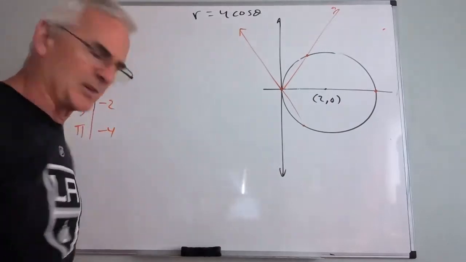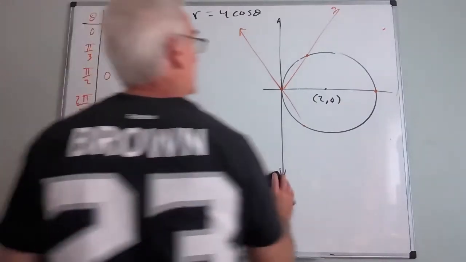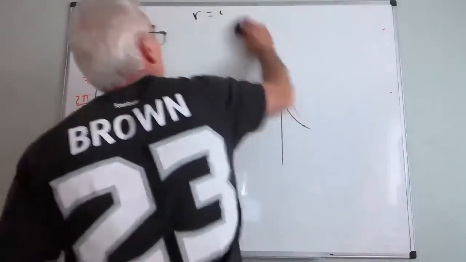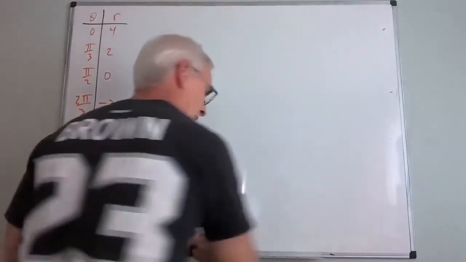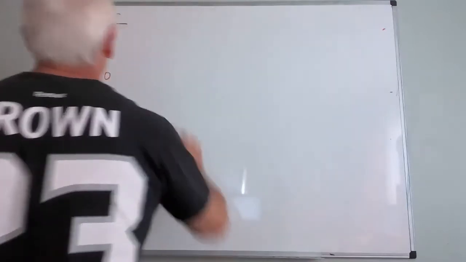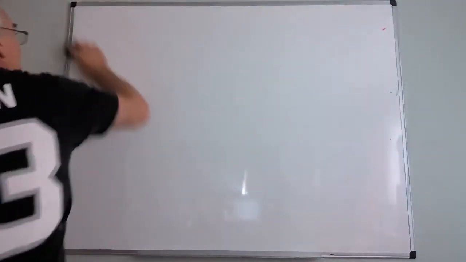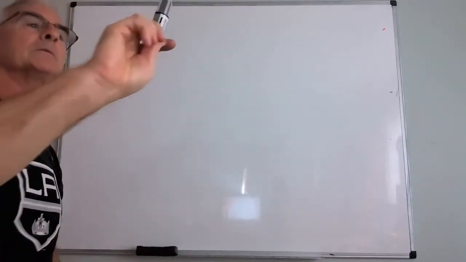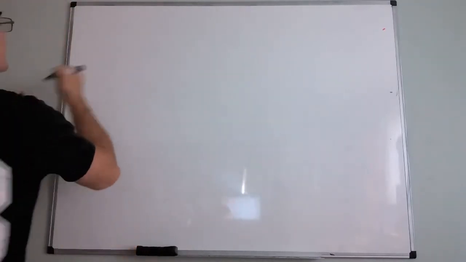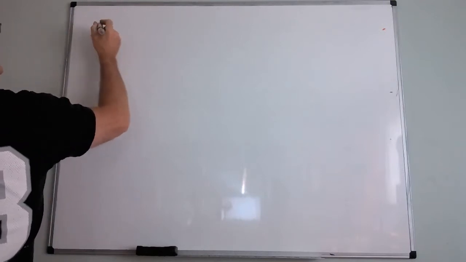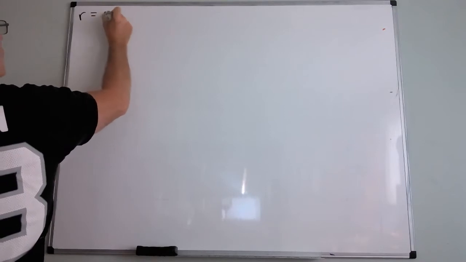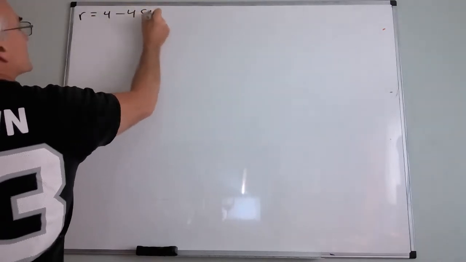So I want to do a couple of simple graphs of polar stuff. Let me start with a simple one. I'm trying to find a good black pen here. That's good. All right, so here's my equation. We're going to say r equals 4 minus 4 times the sine of theta.